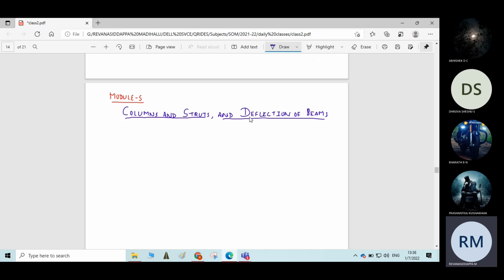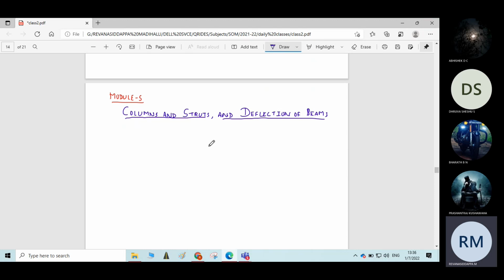Okay, initially I'll be starting with the first part of the model, that is columns and struts. In this first part of the model, there are a few very important questions which may appear in your external examination. Three or four derivations are there. If you become perfect with all those derivations, definitely you will have a question on any one of the derivations.